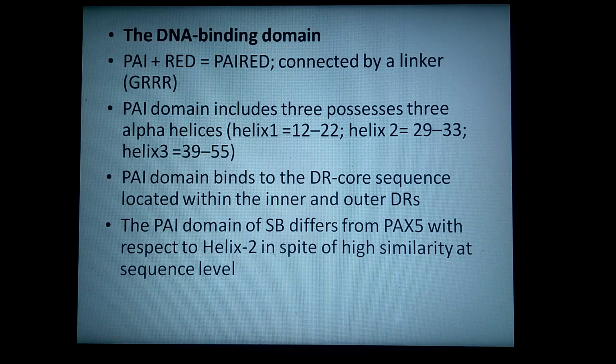Now the DNA binding domain. The NMR structure of the PAI domain confirms the previous prediction in that it possesses 3 alpha helices: alpha helix 1 at amino acids 12 to 22, alpha helix 2 at 29 to 33, and alpha helix 3 at 39 to 55.